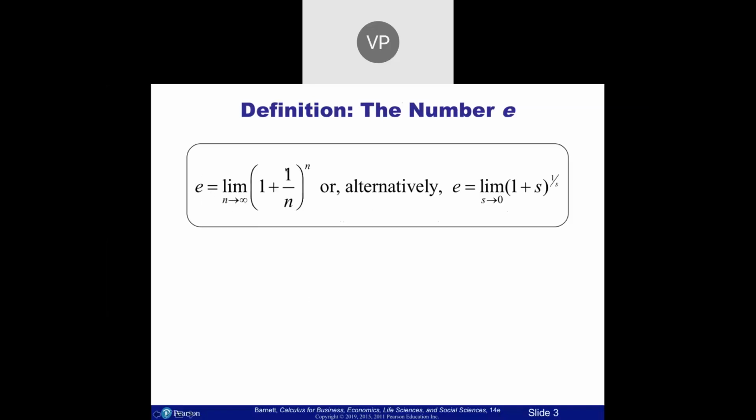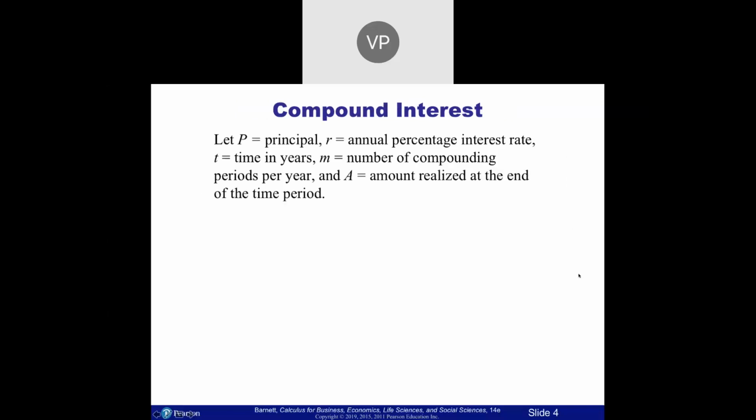So the official definition is the limit as n approaches infinity of this. They have another definition, which is just another rewrite of this form, and they both mean the same thing. But what matters is this part right here. It's 2.7, and like pi, it goes on forever. It has no discernible pattern. It just keeps going.